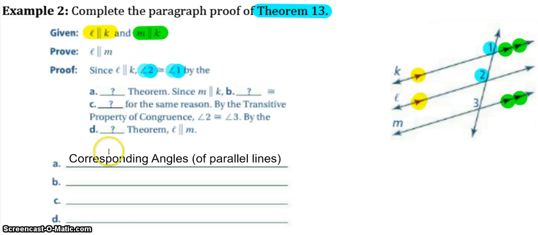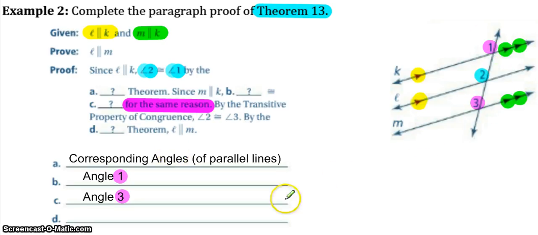So then B, go ahead and look at that. What is congruent to what then? Now, one thing to pay attention to here is that it says for the same reason. So that same reason is our corresponding angles. So of course it's angle 1 and 3 are also corresponding, so they are also congruent. So then by the transitive property of congruence, angle 2 is congruent to angle 3 because I can set up the whole relationship.